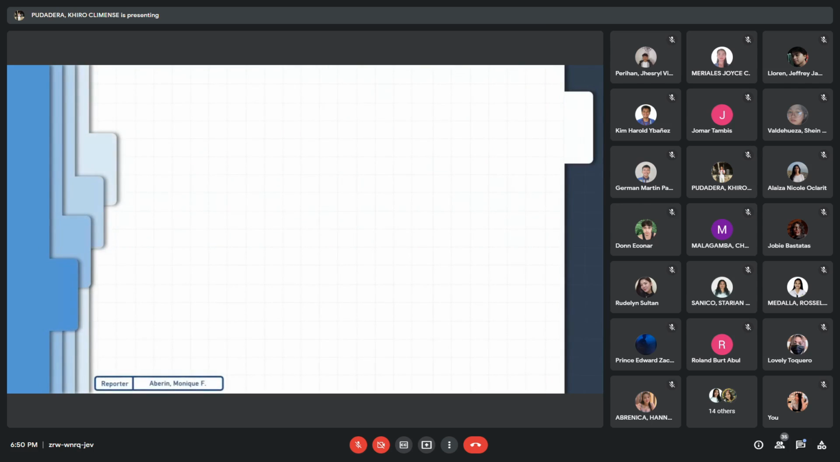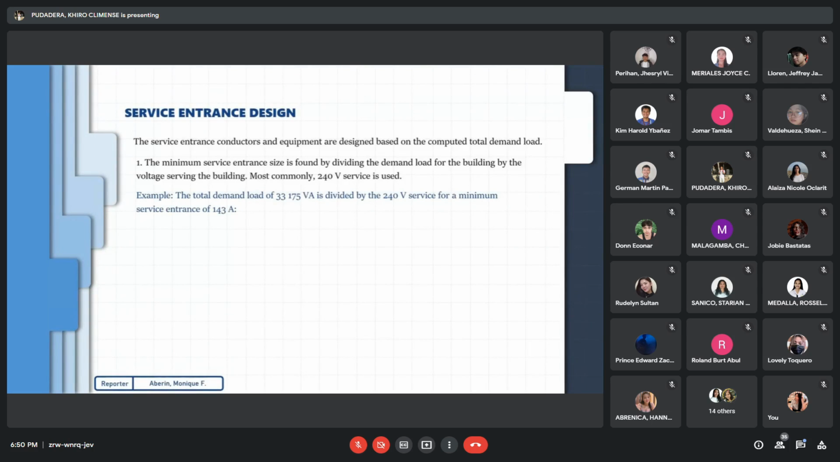Service entrance design. The service entrance conductors and equipment are designed based on the computed total demand load. Number 1. The minimum service entrance size is found by dividing the demand load for the building by the voltage serving the building. Most commonly, 240 V service is used. Example, the total demand load of 33,175 VA is divided by the 240 V service for a minimum service entrance of 143A.